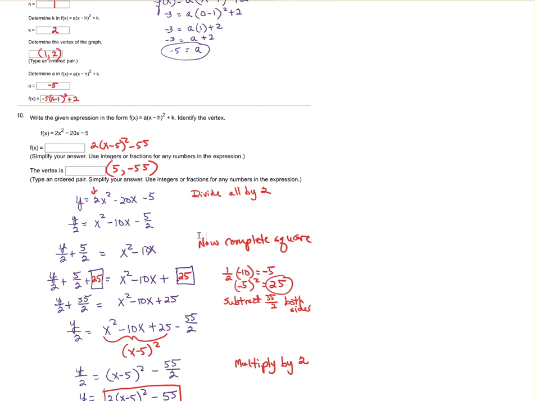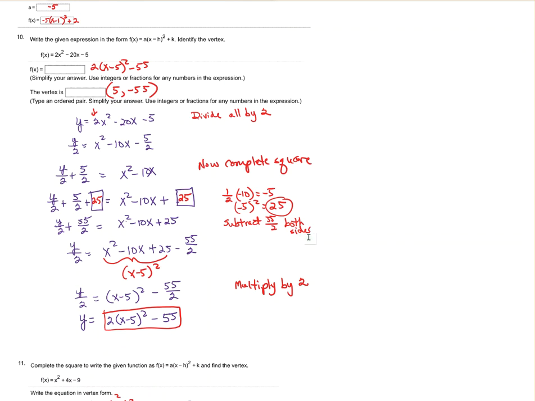Number 10. Now 10 is a little bit more work, because we're going to be doing completing the square, but we don't have a 1 in front of this 2. So here's y equals 2x squared minus 20x minus 5. We're going to divide everything by 2 because we need that to be a 1. So we have y over 2 equals x squared minus 10x minus 5/2. Remember, we added the constant to the other side.